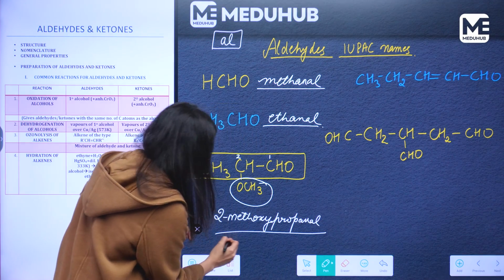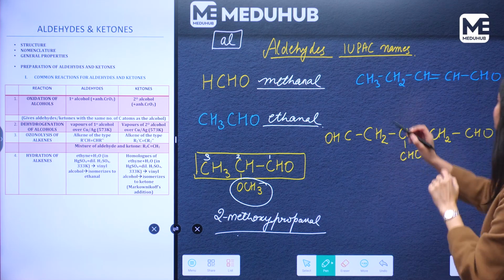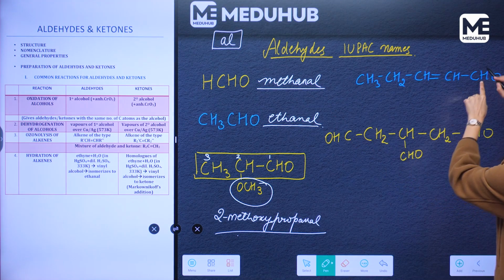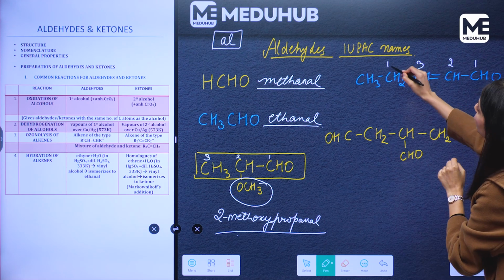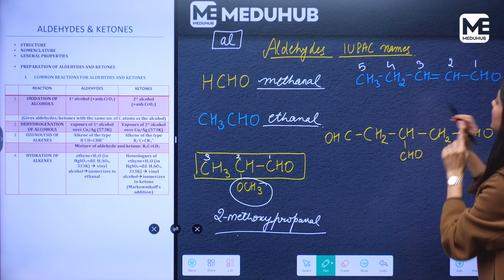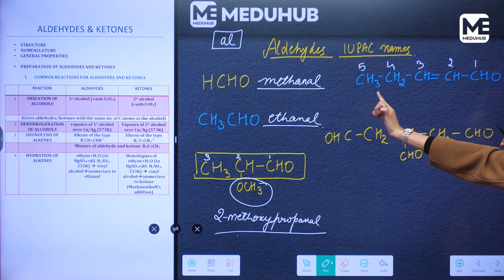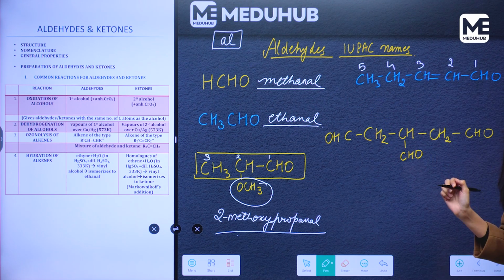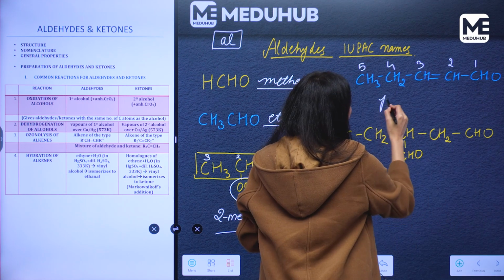Propanol. 3-methoxy propanol. Look at this example here now. See the longest carbon chain, 1, 2, 3, 4, 5. Now there is a double bond between carbon 2 and carbon 3 here, and this is a 5 carbon chain. So this is a pentene. The pentene has an aldehyde group at the first carbon. So this will be pent.